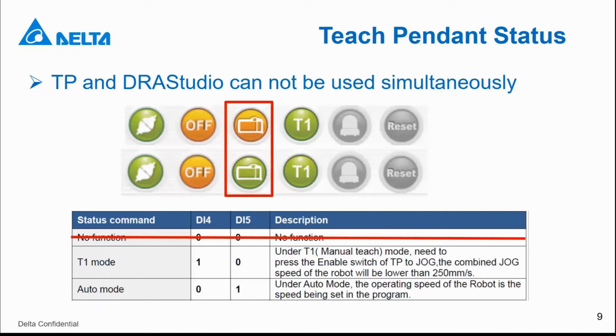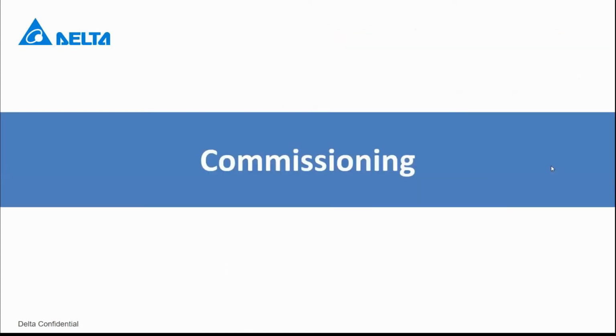So this is just the same as the system digital input I showed before. It will choose a different mode. And then when you are connected to the teach pendant, it will show different states if it's connected or not. So let's start the basic commissioning part.